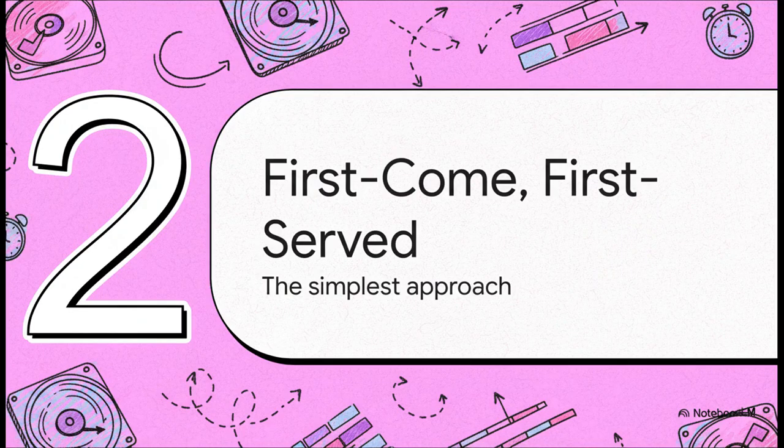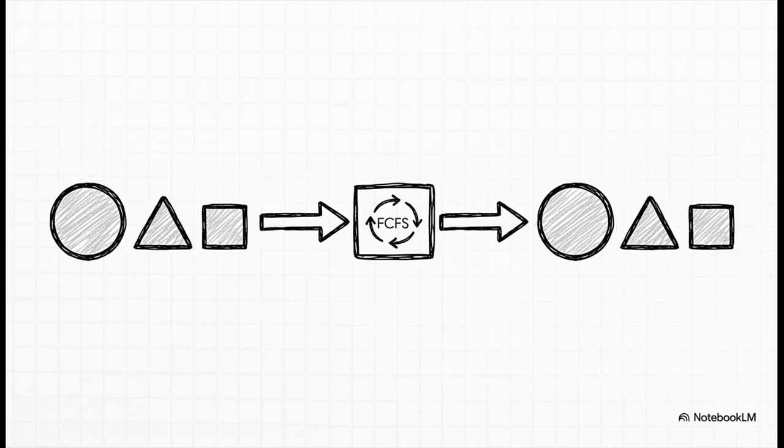First up to the plate is the most basic approach you can imagine. First come, first served. We'll call it FCFS. It does exactly what the name says. No fancy logic, no thinking ahead, just a simple line. The logic here couldn't be simpler. The first request that came in, it gets handled first. Then the second one, then the third, and so on. It's totally fair if you're thinking about arrival time, but it completely, 100% ignores the physical location of the data.